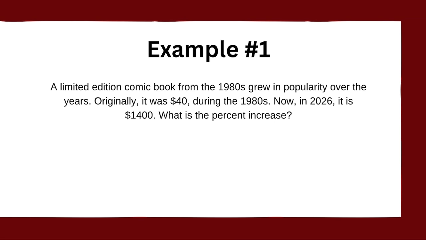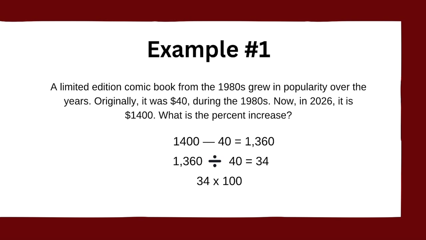So I know that the very first thing I'm going to do is take my new value and subtract my old value. So 1,400 minus 40 gets me 1,360. So now I'm going to take that 1,360 and divide it by my old value. And when I do this, I get 34. So now I have 34. I'm going to times this by 100 and I get 3,400. All right. So that is a 3,400% increase.